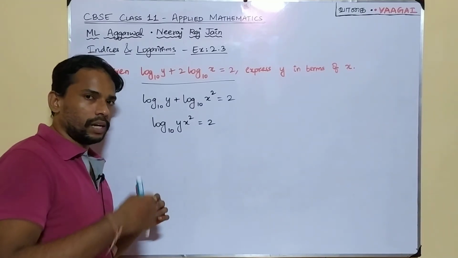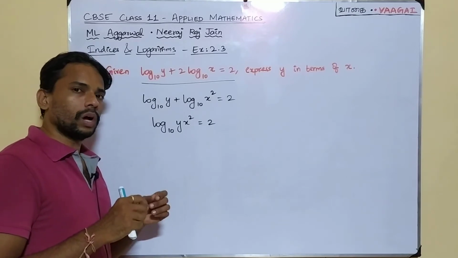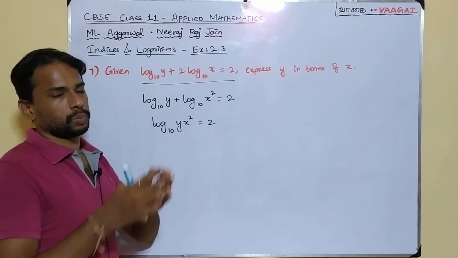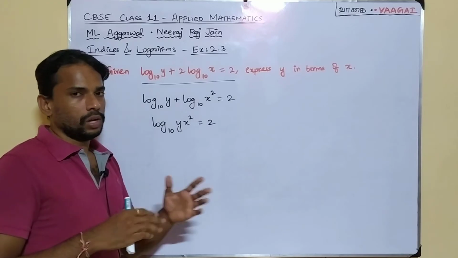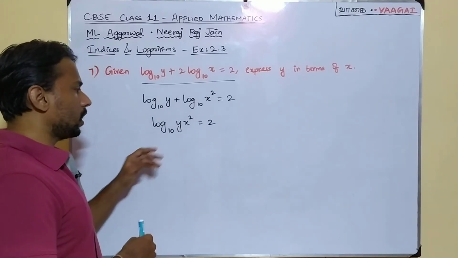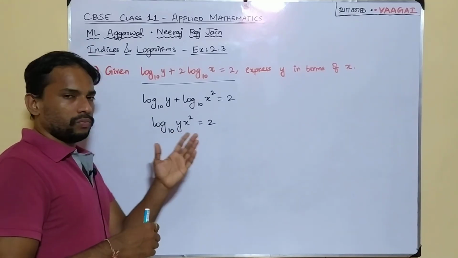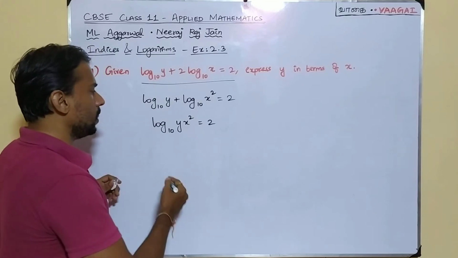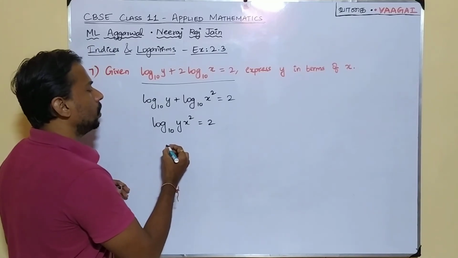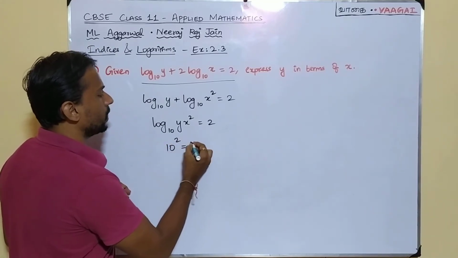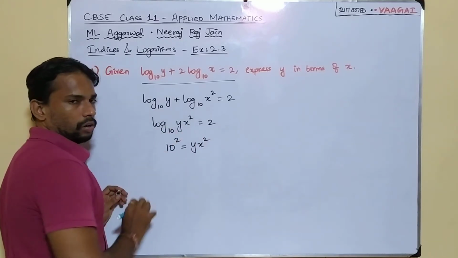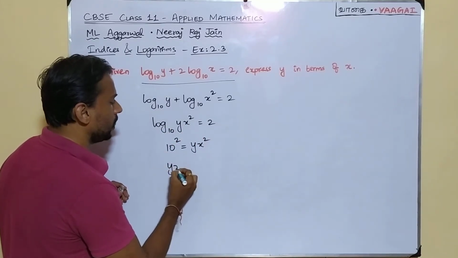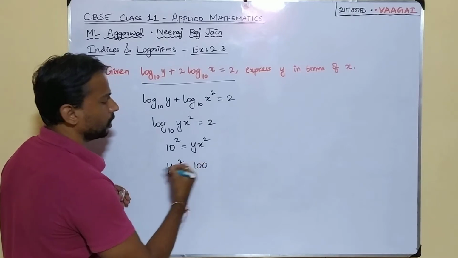This we are seeing from the starting, right? So we know how to convert a logarithmic form to exponential or exponential to logarithm. We have already seen that, right? So let's try to bring this logarithmic form to exponential form. So what happens is we will have 10 power 2 is equal to y x square. This is what it becomes. Or in other ways, I can write y x square is equal to 100. This is what it becomes.